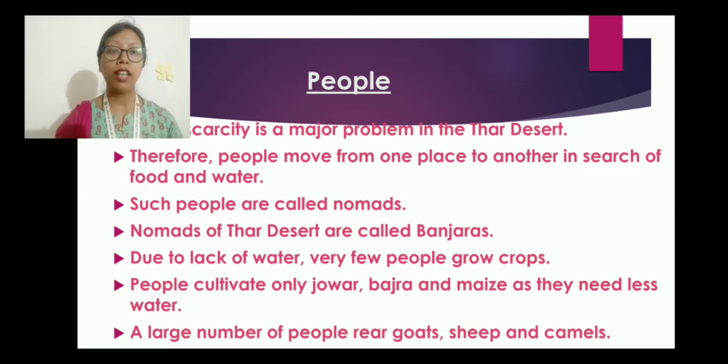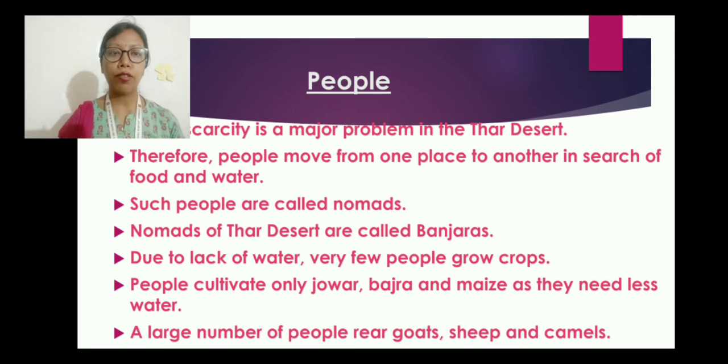Now, the nomads of the Thar Desert are called Banjaras. So I know you have heard about Banjaras. The word is familiar. You have heard it somewhere. We call them the Banjaras of Rajasthan, because this is an Indian word. In the English form, we say nomads, but in the Indian version we call them Banjaras.